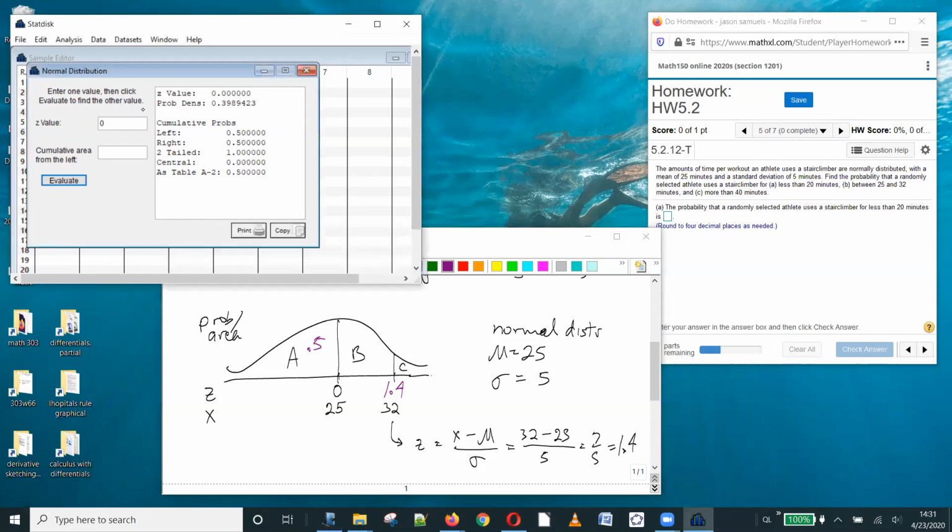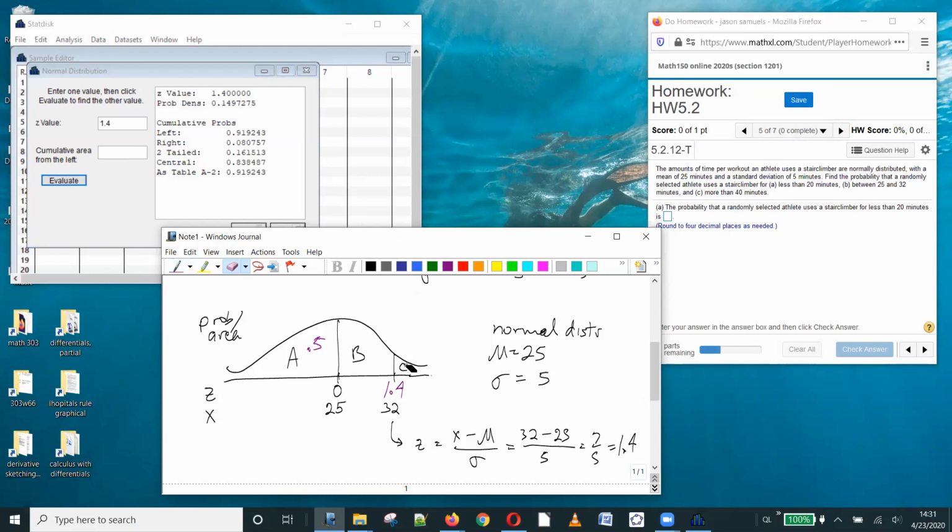And so now we can punch that in. Z of 1.4, what do you get? We know the area to the left, but what we need is the area to the right. That is 0.0808.